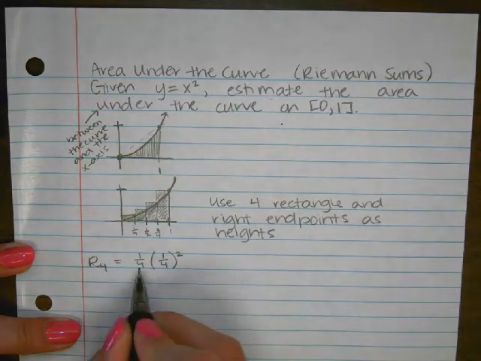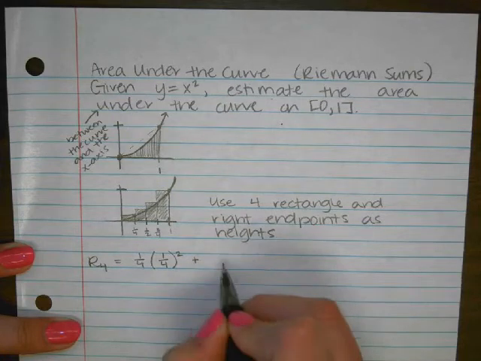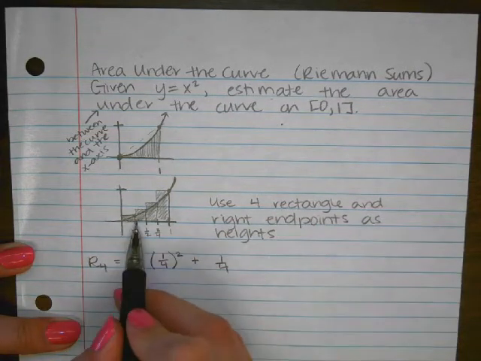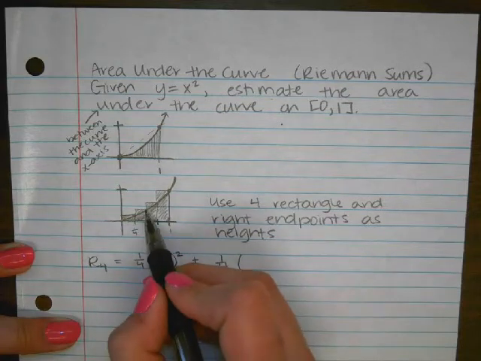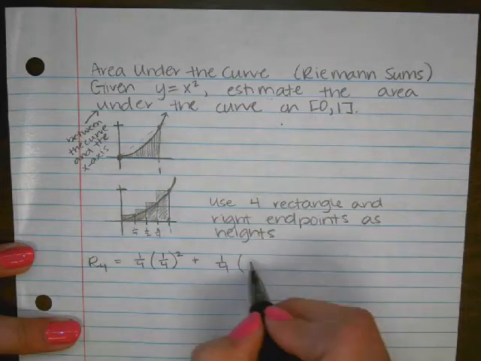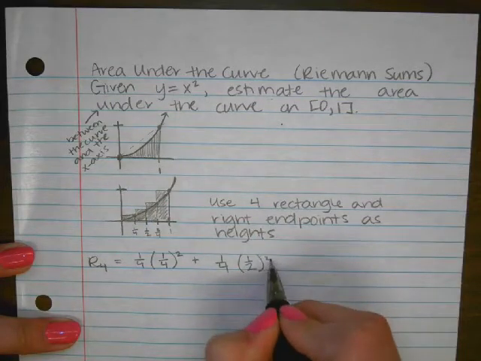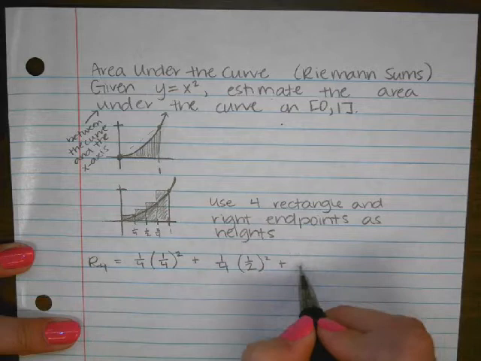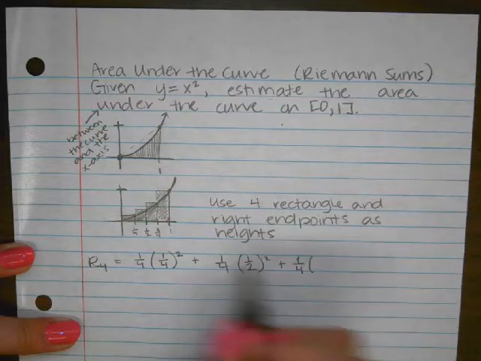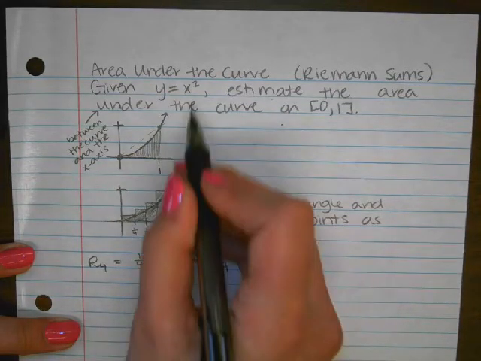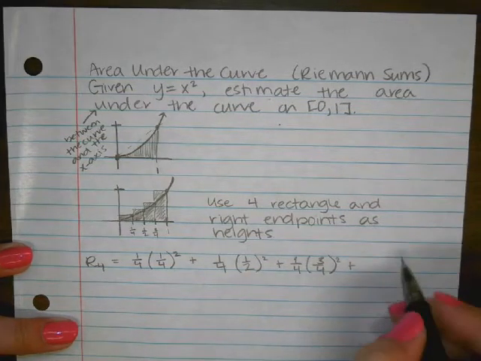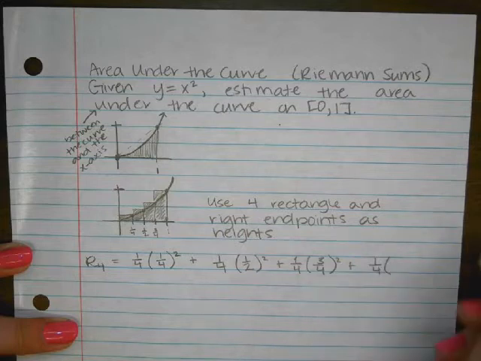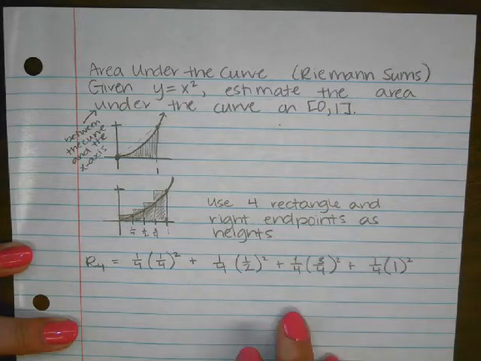So there we have length times height, I guess. Or width times height. So our next width, again, is going to be 1/4. The height here is going to be whatever I get when I plug in 1/2 to the curve. So 1/2 squared. Again, a width of 1/4. This time the height is when I plug in 3/4. And then a last width of 1/4. And the height is what I get when I plug in 1.